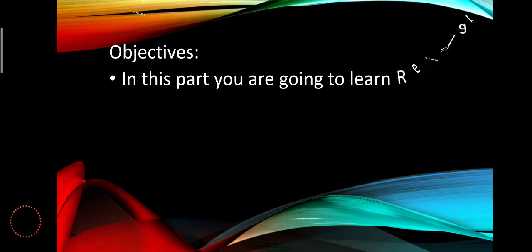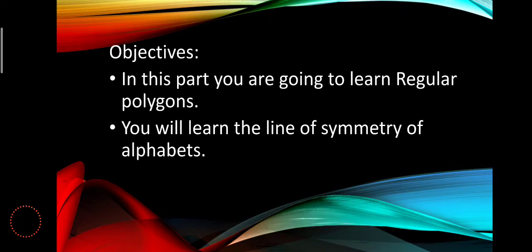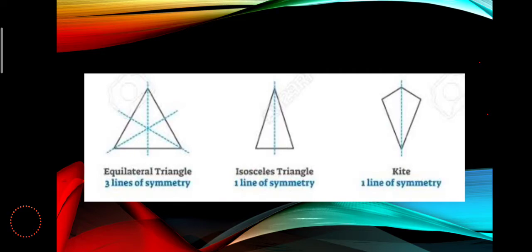In this chapter, you are going to learn about regular polygons. You will also learn line of symmetry of alphabets. This is an equilateral triangle, isosceles triangle, and a kite figure given to you.